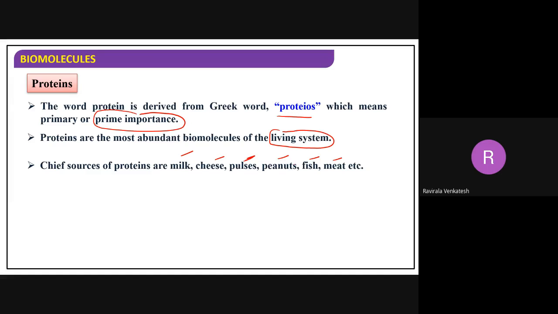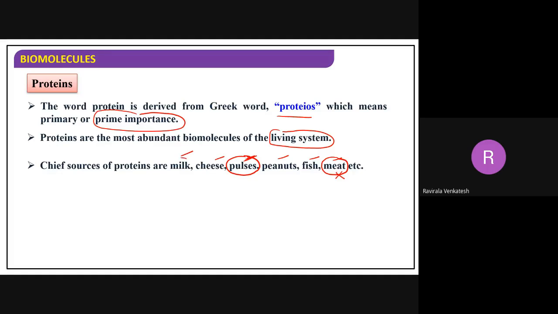Right? But generally, people think that meat will have more amount of proteins, but pulses will have more amount of proteins when you compare with meat actually. The problem arises between these two. Meat cannot be digestible, but the pulses are very good digestible. And milk also.